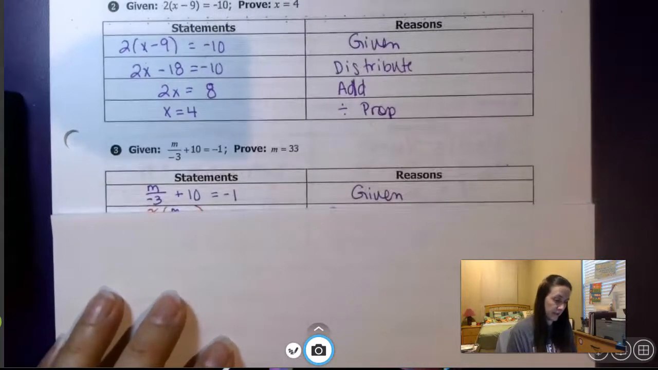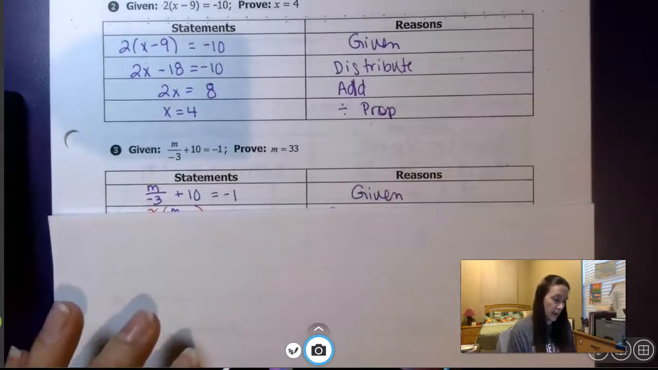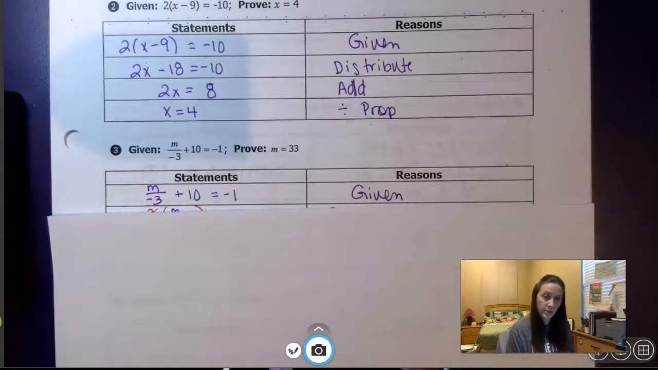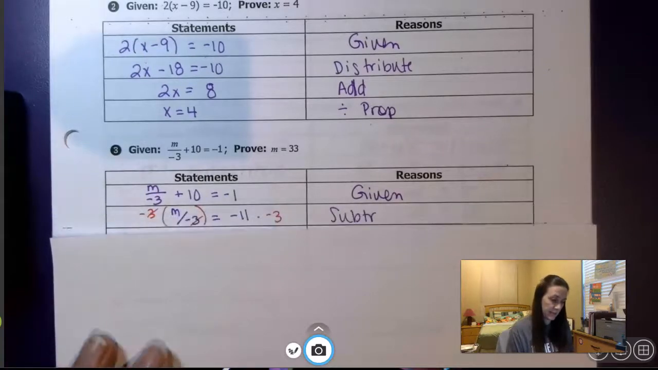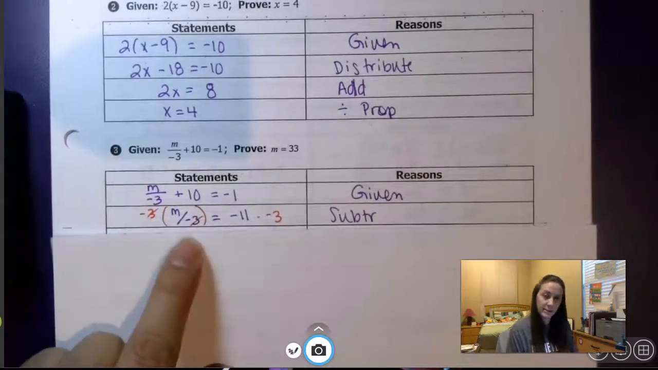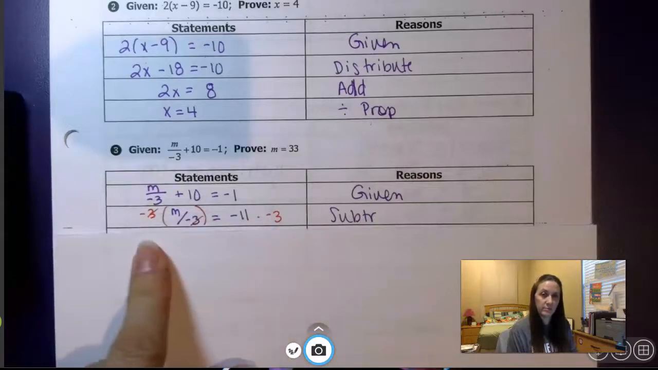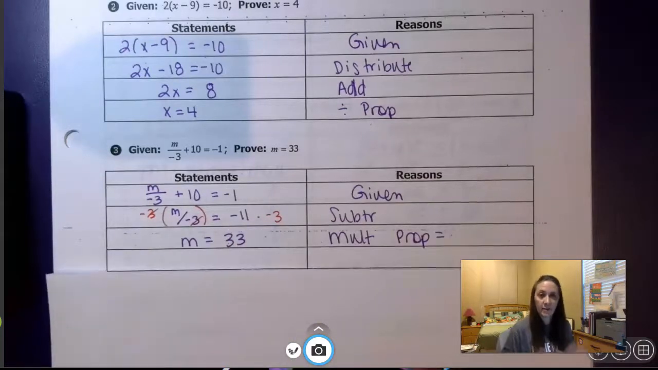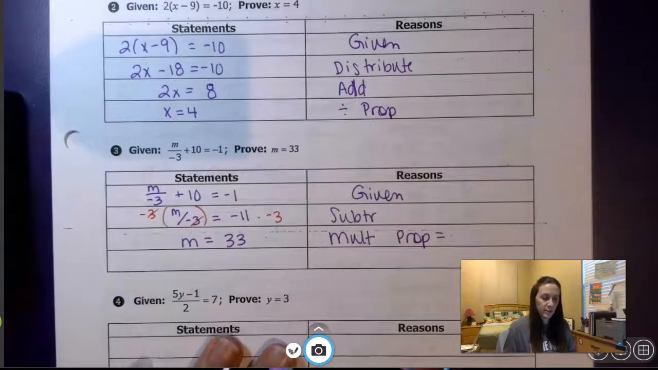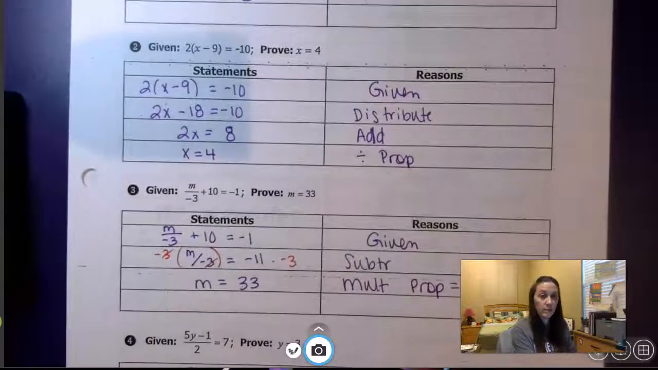Here's the first step, given. I'm going to get rid of the 10 first, subtract both sides by 10. And then I need to get rid of that fraction in the denominator, so I multiply both sides by -3. And I get -3. Okay, we're going to go to the next page, and I believe we're only going to do 3 on that side as well.